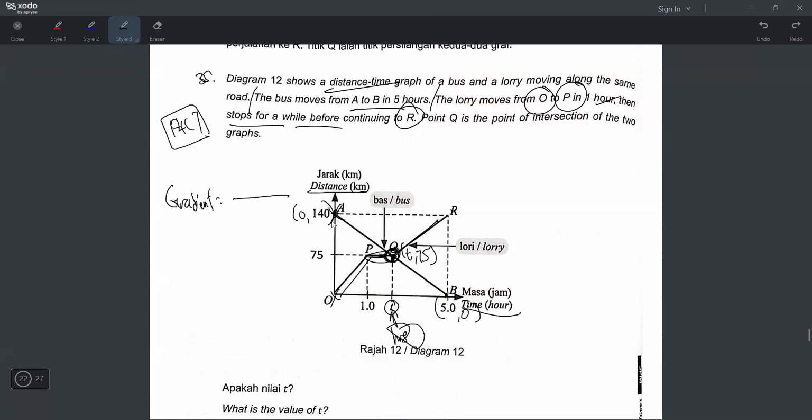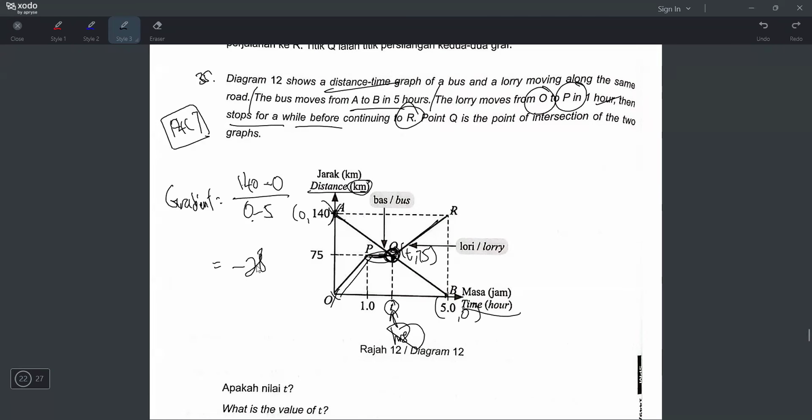Oh, we have to check the unit also. Gradient formula is y minus y over x minus x. The y axis coordinate is km, so the top will come out in km. The bottom, x minus x, comes out in hours. So the speed that comes out from here is kilometers per hour, which is good. Kilometer's partner is hour. So 140 minus 0, y minus y, and then x minus x, 0 minus 5. So this will be the speed of the bus. 140 divided by negative 5. Okay, I got negative 28.